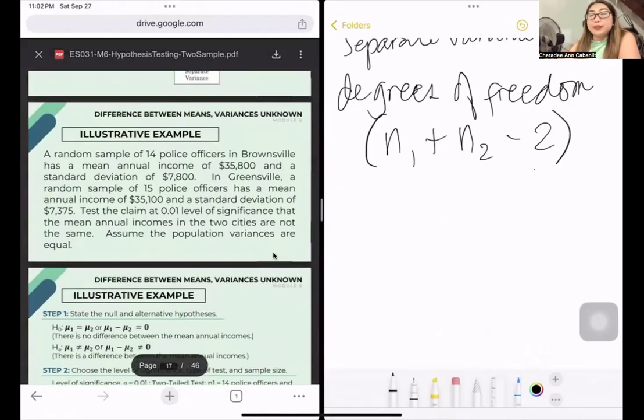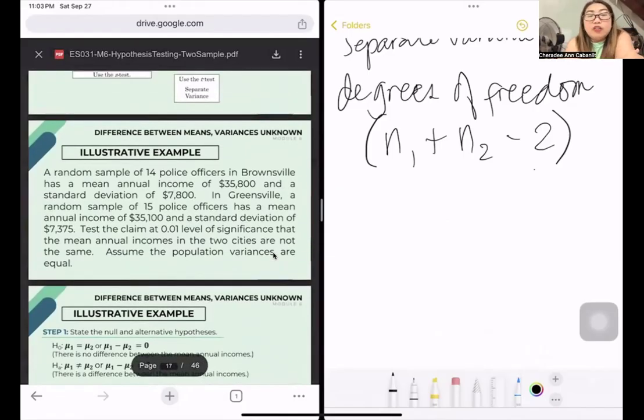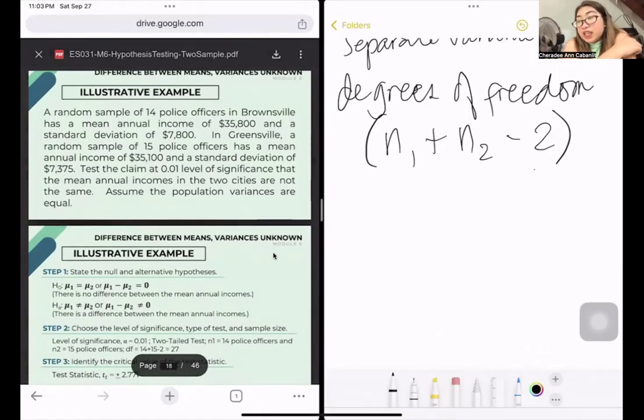All right. So for example here, a random sample of 14 police officers in Brownsville has a mean annual income of 35,800 and a standard deviation of 7.8. In Greensville, a random sample of 15. So 14 and 15 automatically, n is less than 30. So it's pooled or separate. Okay? Then after that, we test the claim at 0.1 level of significance that the mean annual incomes in the two cities are not the same. So meaning to say, we want to know if it's the same or not the same. Now, nice statement here. Assume that the population variances are equal.